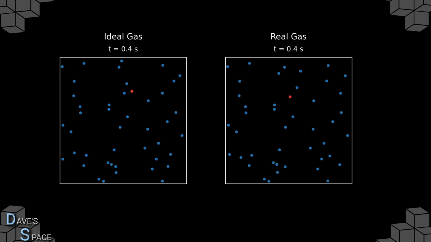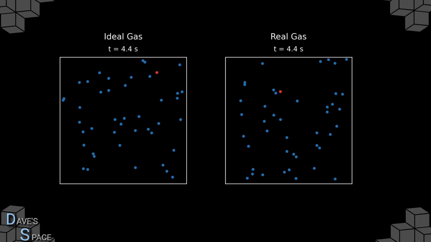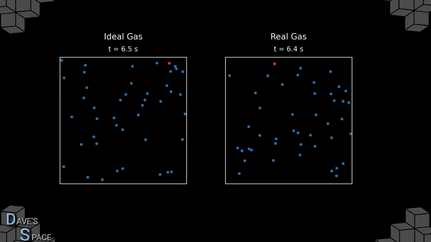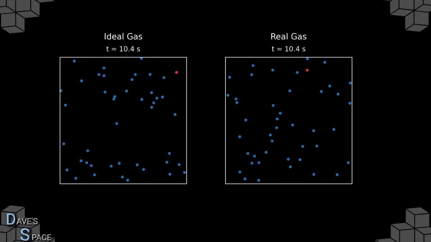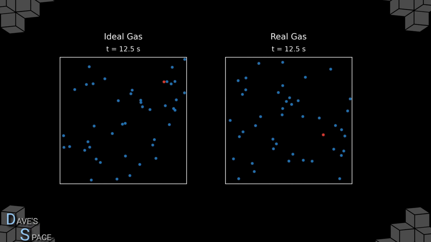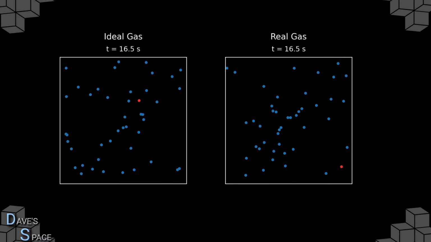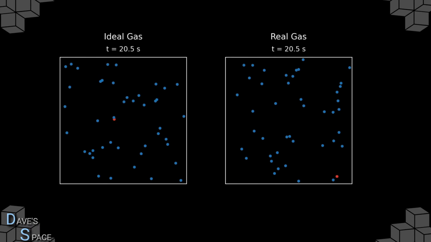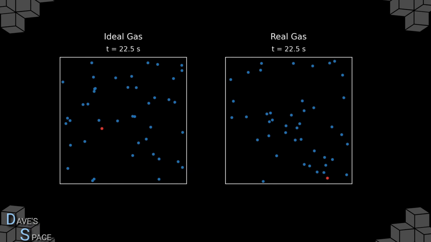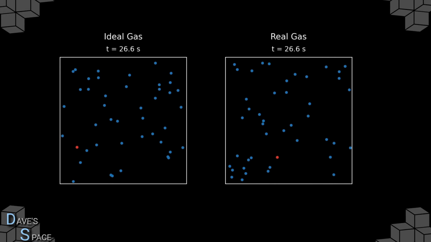On the left we have an ideal gas and on the right we have a real gas. Both of them are in the same volume, the same temperature. At first glance it doesn't look too different, but there are some subtle differences. An ideal gas is a set of non-interacting point particles. Here we show them as moving circles only for visualization. You can see that the particles do not interact with each other, they basically pass through each other.